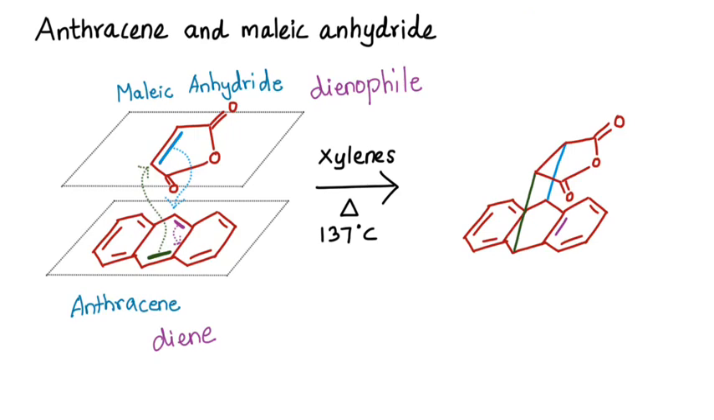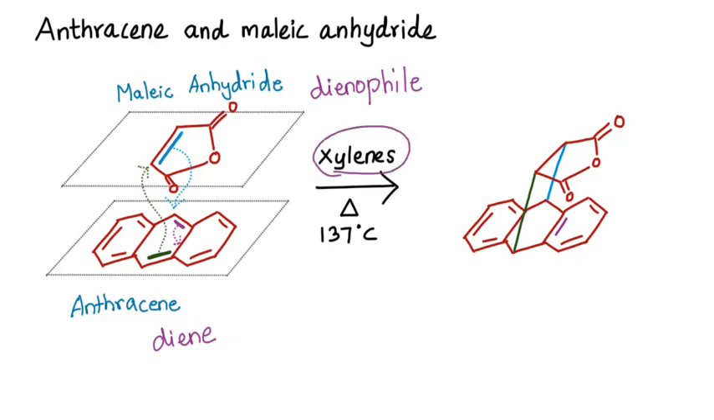Now the anthracene has three benzene rings. Benzene rings are not easy to break. They are very aromatic, very stable, not easy to break. So you have to give a lot of heat energy to activate anthracene to make it reactive. And you need to choose a solvent that can withstand that high temperature.